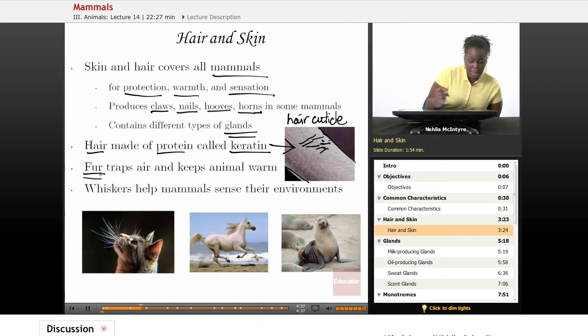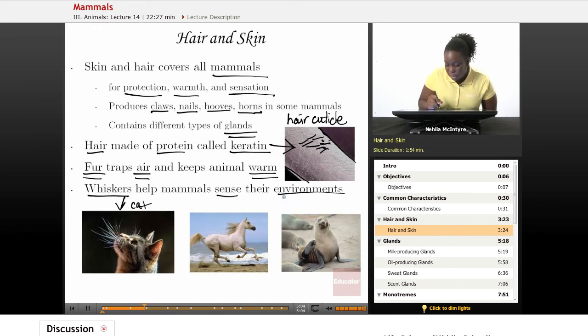Now, many mammals have fur, which is a very thick coating of hair, and the fur is used to trap air and to keep the animal very warm. And lastly, we have a structure called whiskers, and whiskers are very strong thread-like hairs, and those whiskers, such as the ones that you might see here on this cat, help the mammal to sense their environment, sense what's going on in several different ways. So these are all of the different structures that we see in the mammal as far as hair and skin go.